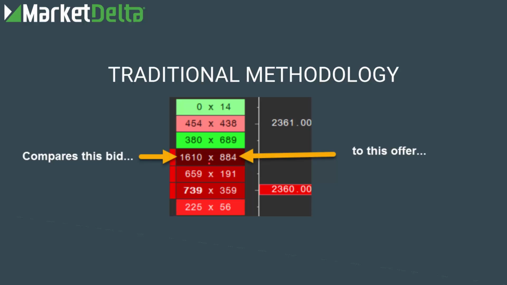So I went through that a little bit fast, but if you're not sure, you want more understanding of that, go back and watch what is a footprint. I go into that in a little more detail. But I want to move on to the imbalance methodology because that one is different.